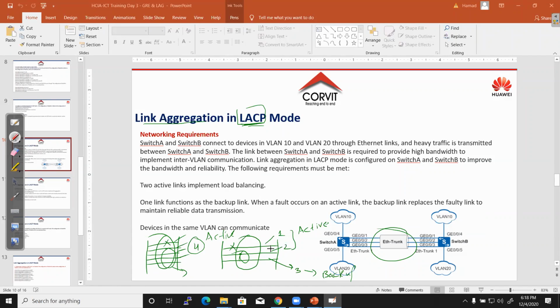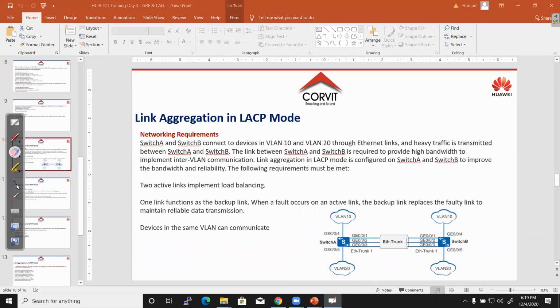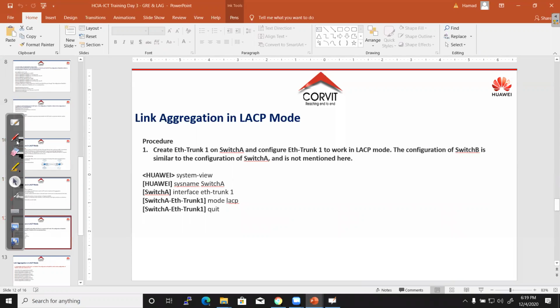Simply, we will change the LACP priority to 100 for the 2 links which we want to act as active. And the rest, we are not going to play with the priority of the third link. So we will increase the priority of the first 2 links and they will be in active state, but the third link will stay in the backup state. So how can we do that? How can we achieve that? This is very simple. Let's check the configurations.